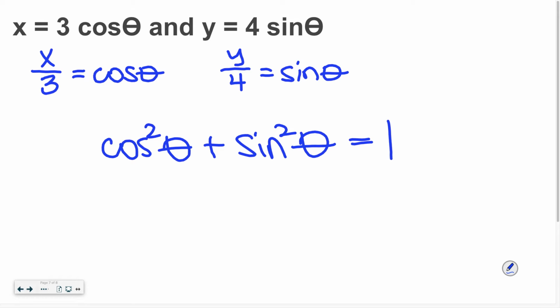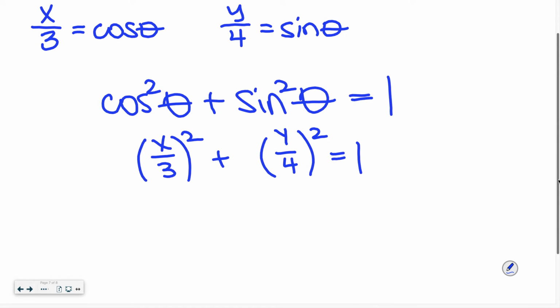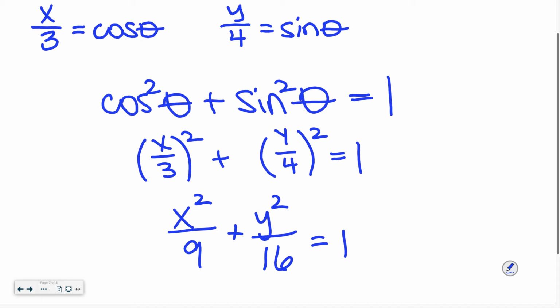Okay. But you guys are like freaking out. Watch. Cosine of theta is x over 3. The sine of theta is y over 4. What do we have? We have an ellipse. X squared over 9 plus y squared over 16 equals 1.